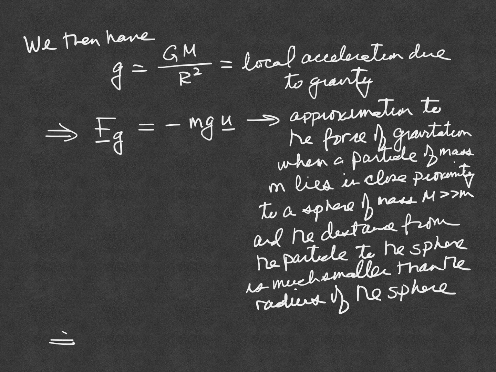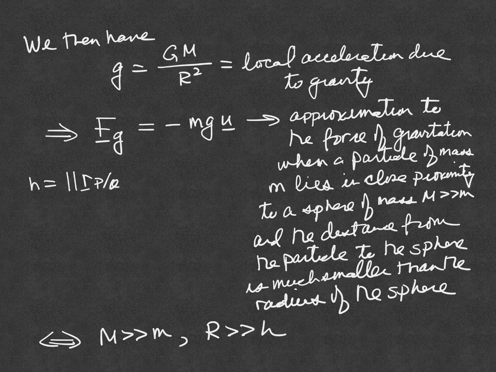So in other words, what this is saying is that M is much, much bigger than little m, and R is much, much bigger than h, where we recall that h is equal to the magnitude of the vector from Q to P, where Q is on the surface of the sphere, and R is the radius of the sphere. So this is what's called the force of gravity.